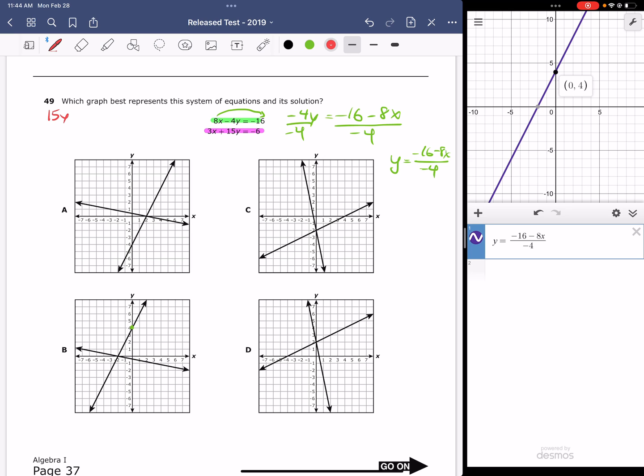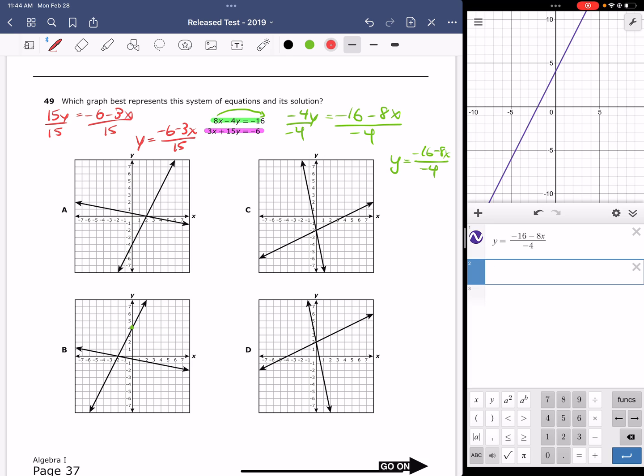Looking at the second equation, what we'll do first is subtract 3x from both sides. That will give us 15y is equal to negative 6 minus 3x. Then, just like we did before, divide both sides by the number in front of y in order to get y is equal to negative 6 minus 3x, all divided by 15.